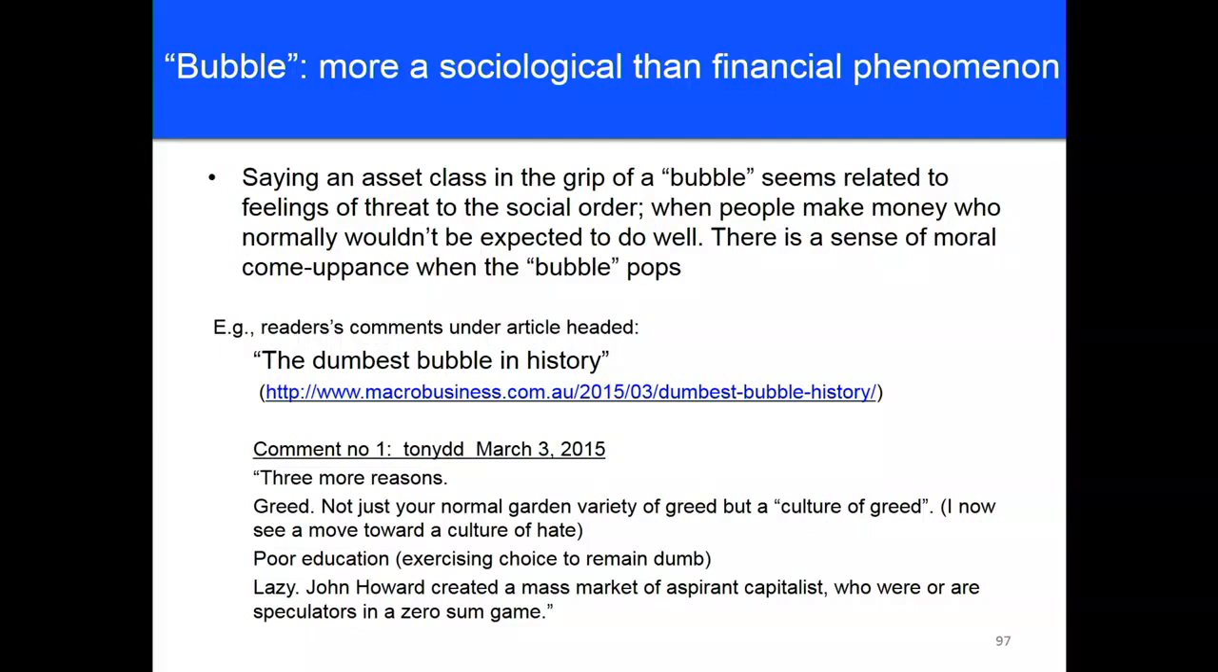This is the dumbest bubble in history. And you know what? This is just due to greed. Not your normal garden variety greed, but a culture of greed. So the people who bought houses and saw their price go up are just greedy. They shouldn't be so thrilled with themselves or happy. It's just greed. The poor education, exercising the choice to remain dumb. And they're lazy. John Howard created a mass market of aspirant capitalists who were or are speculators in a zero-sum game.